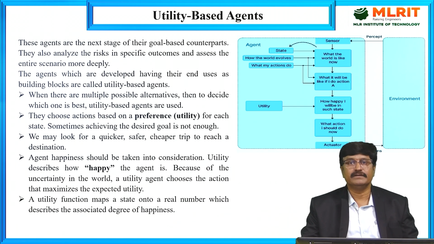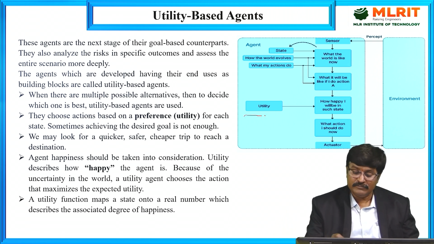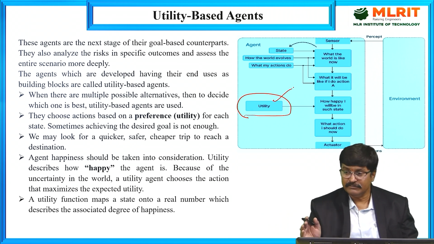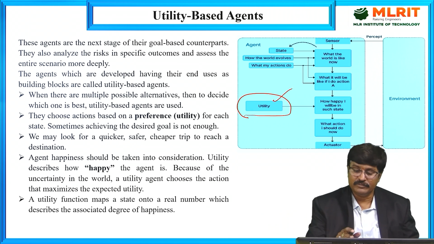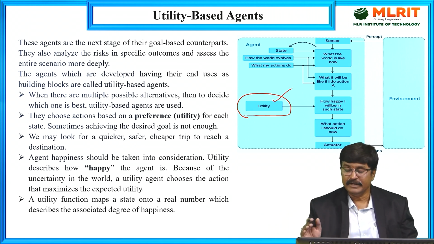Then the fourth one is the utility-based agents. These utility-based agents work based on the utility function. The previous ones were based on conditions, the first two models, and the previous model is the goal-based. Now it is the utility-based. What are the utility-based functions? Based on that, the action is going on.